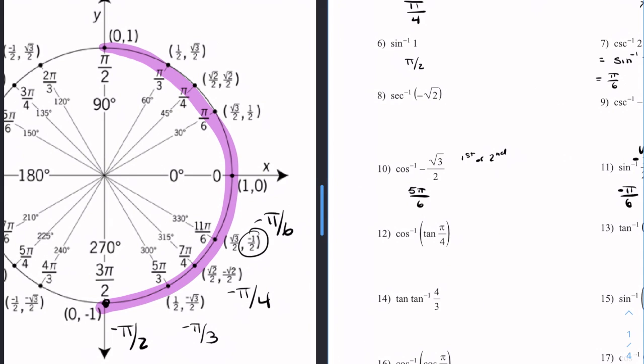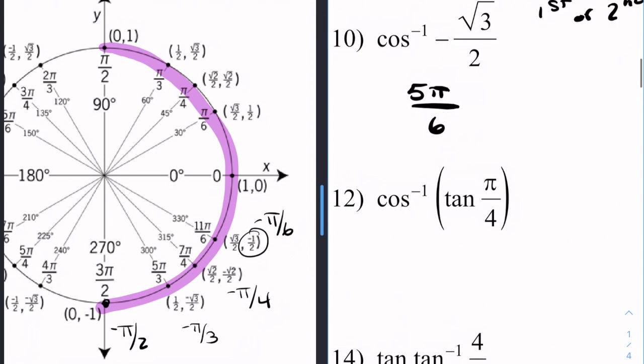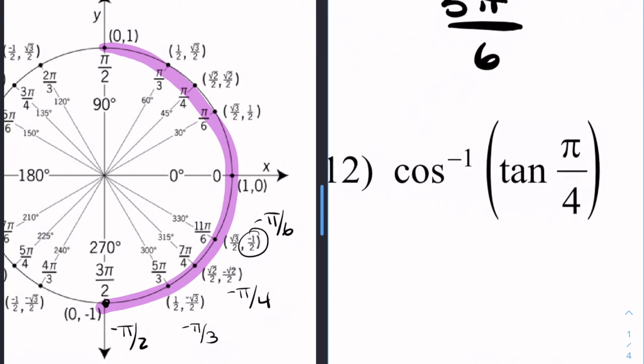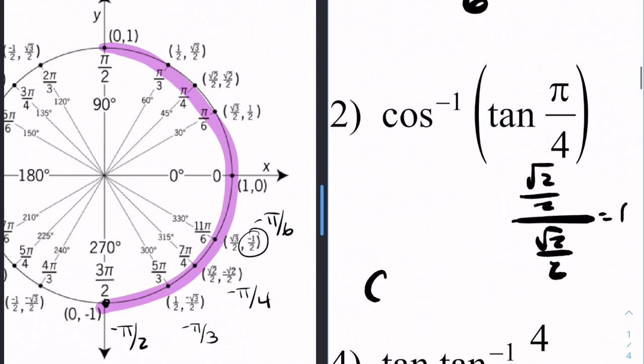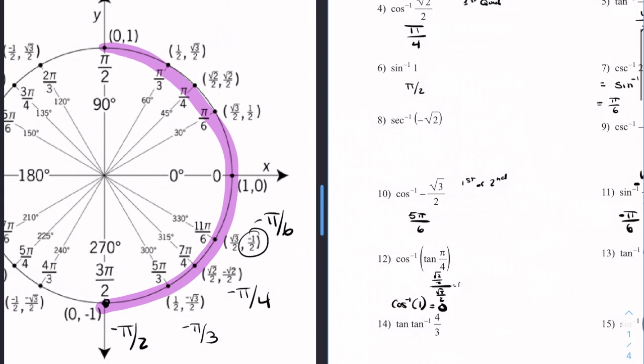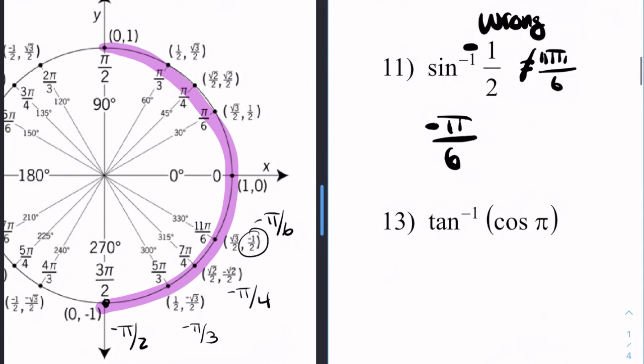And then these could get a little more involved. So what you could do is say, let's say we have a trig function on the inside. So we can work inside out. Tangent of pi over 4. Tangent of pi over 4 is root 2 over 2 divided by root 2 over 2, which is 1. So this is a fancy way of saying at what angle is cosine 1, which is 0. So any of these angles that are on the unit circle, we can do this.